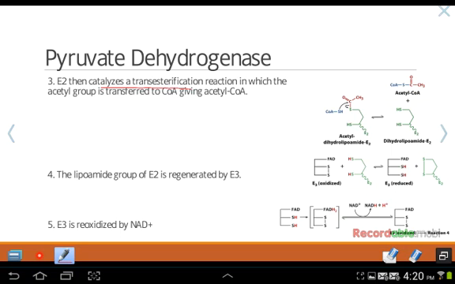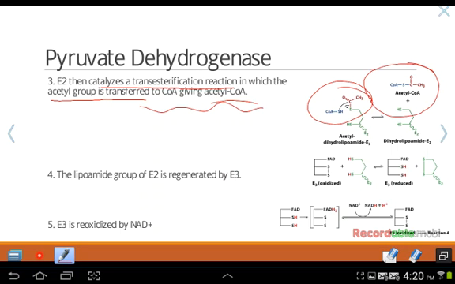E2 then catalyzes a transesterification reaction in which the acetyl group is transferred to give us an acetyl-CoA. So technically, this is sort of where our story ends in the production of acetyl-CoA. However, we need to regenerate the lipoamide group of E2.